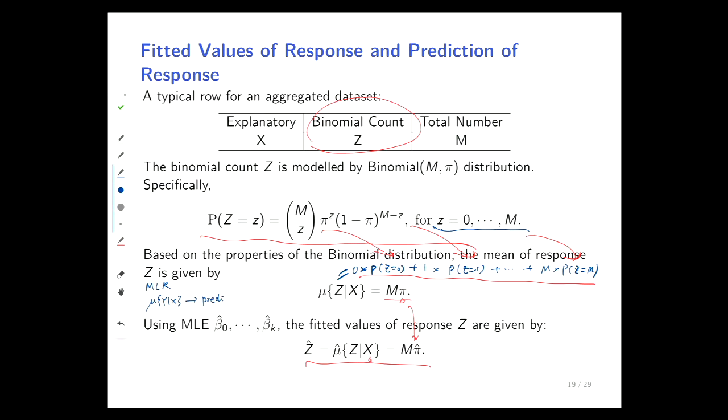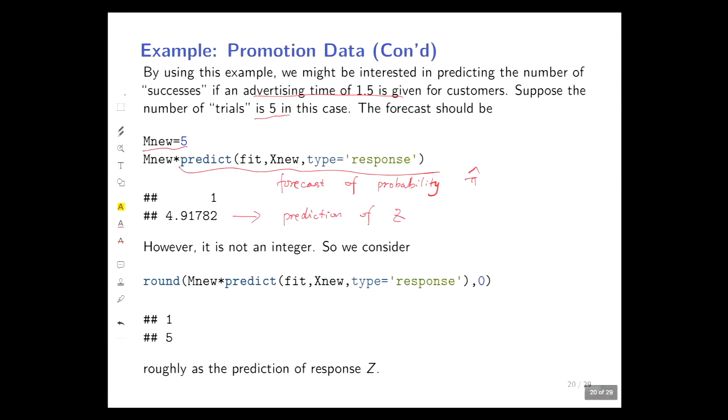here is just by using the estimation of the mean of the response as the prediction. So similarly, we also use the estimation of the mean of the response to predict z. However, it's not an integer, because z is actually a number. So roughly speaking, we can just round this value to an integer and then obtain 5, which is roughly the prediction of the response variable z.